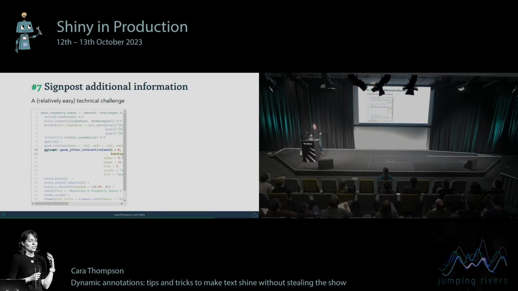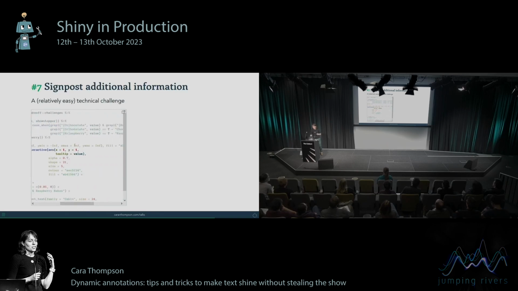I just wanted to show you how easy it is to go from that to an interactive plot. All I've had to change in the code is go from geom_jitter to geom_jitter_interactive. And then I've provided some indication of what it should use for the tooltip content.